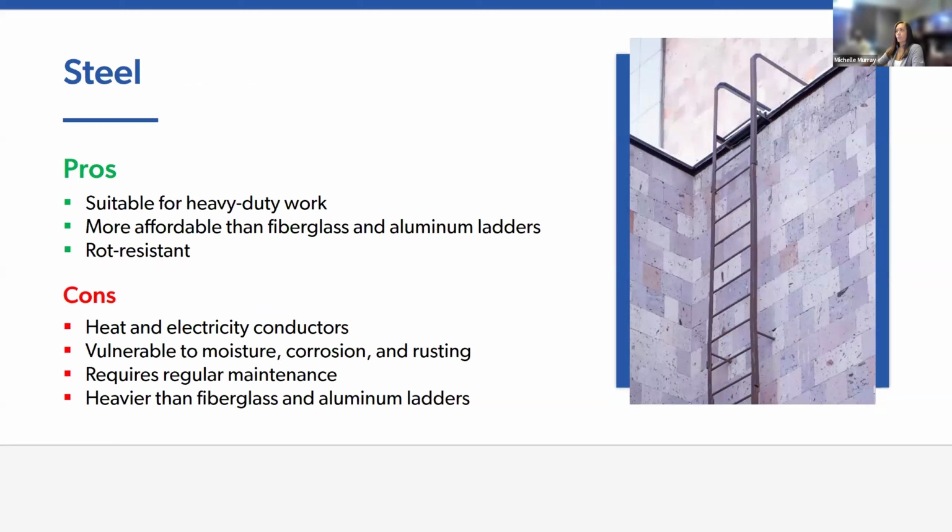Steel is a great choice for a rough environment, such as a warehouse or an industrial facility, but it's important to note that steel ladders are not corrosion resistant. If you plan to install it outdoors, you'll need to have it galvanized, painted, or made with stainless steel to meet ladder regulations, and this can add to the ladder's expense.